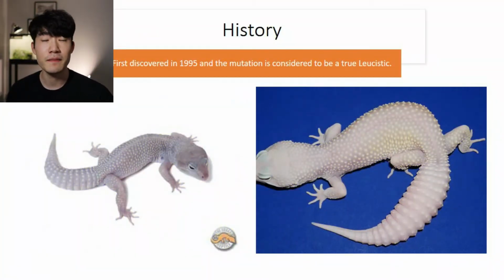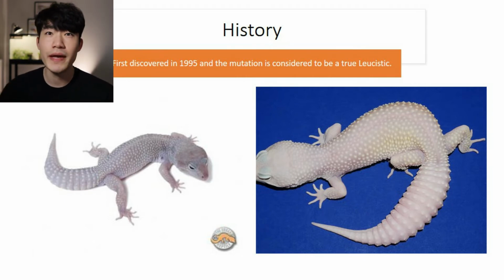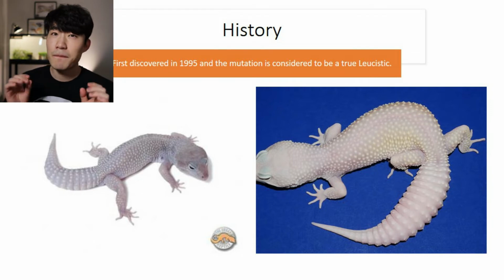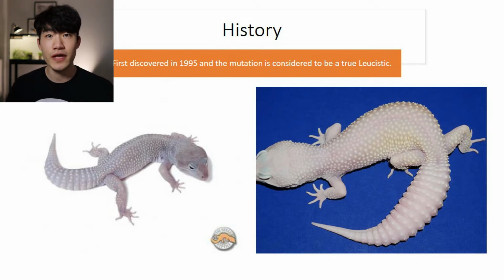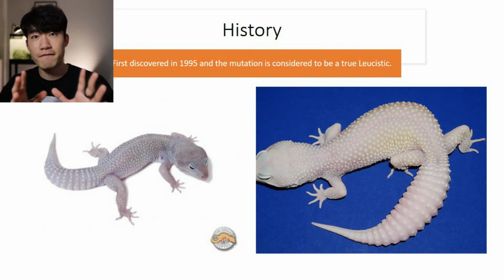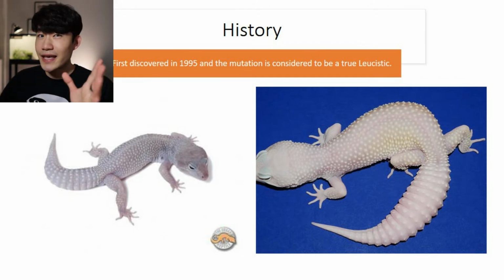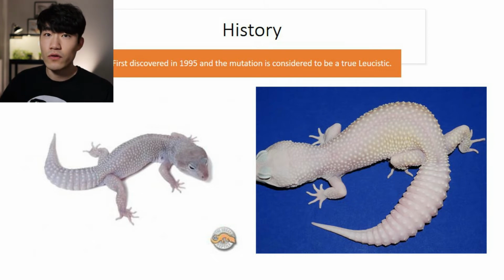So starting with the history, Blizzard was actually found in 1995. And the mutation is considered to be one of the true leucistic. And for those who may not know what leucistic means, it's a partial loss of pigment in an animal, like in a feather or scale or skin. For example, a pigeon. If you look at one of those example photos, just Google it. They have those white feathers together with darkish color. Those are basically leucistic. I guess the pied galaxy, which I went over previously, may be considered as leucistic too.